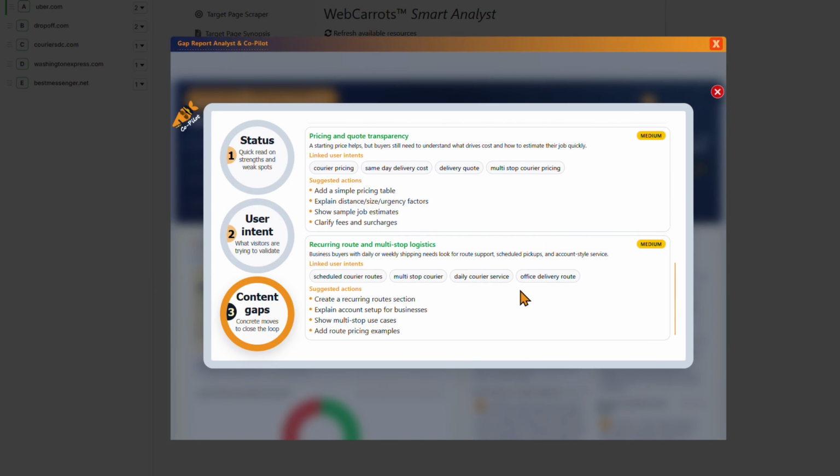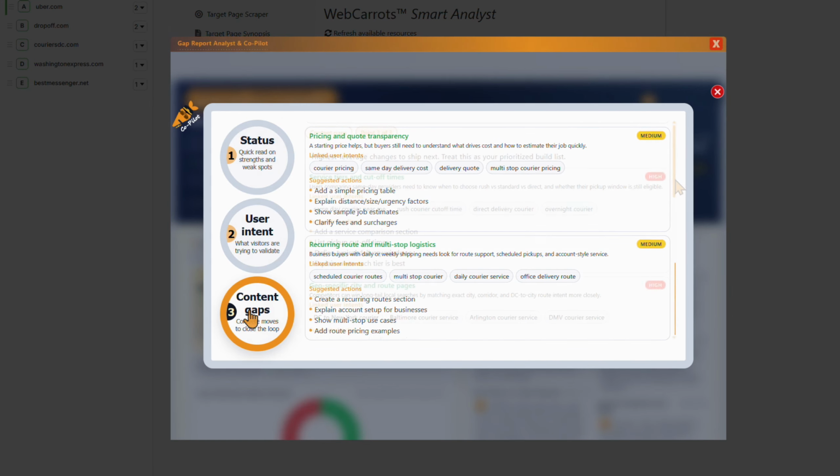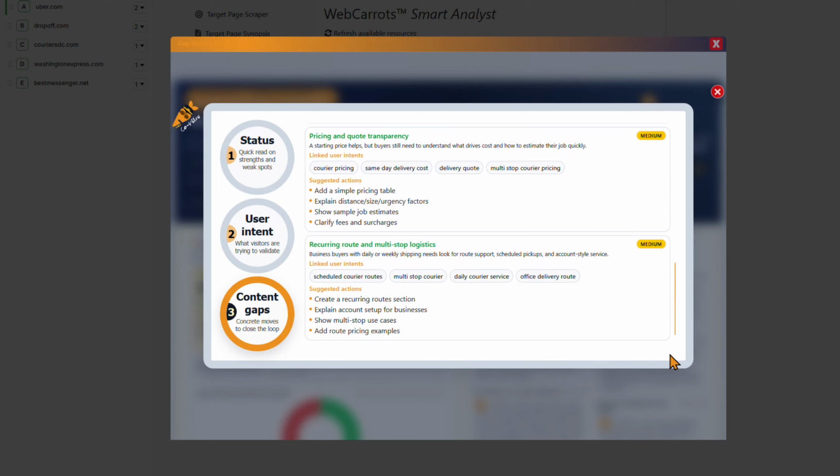So the best way to read Copilot is simple. Start with status to understand where the page stands today. Then review user intent to understand what visitors need from the page. Finally, use content gaps as the practical action list for what to improve next. That is the purpose of Copilot, a fast, clear, prioritized read of what is working, what users care about, and what should be built next. This completes Lesson 16, Quick Action Items with Combined Reports Analyst Co-Pilot.